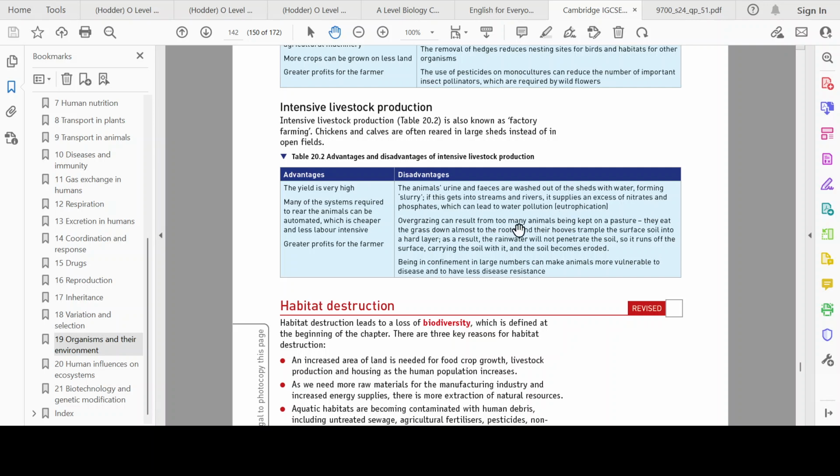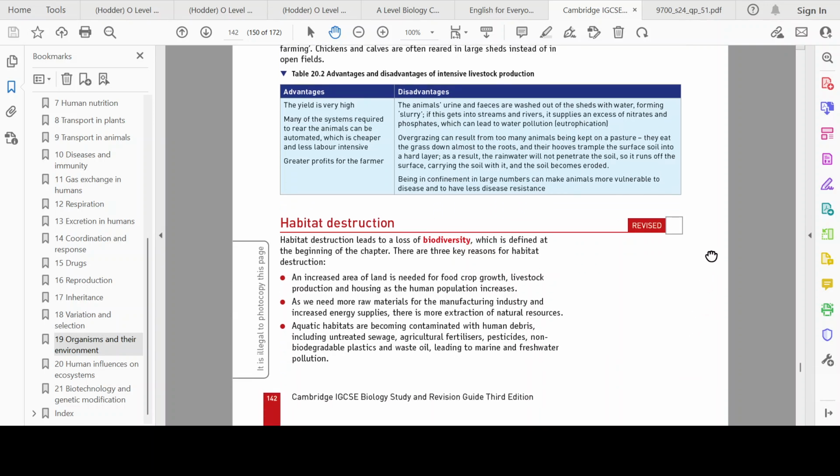Overgrazing can happen from too many animals, and so they eat the grass down to the roots, and they trample the surface of the soil into a hard layer, and, right, rainwater cannot penetrate into the soil, so it runs off carrying the soil, and there's erosion, right, and so that land becomes unusable. And being in confinement in large numbers can make animals more vulnerable to disease and have less disease resistance.